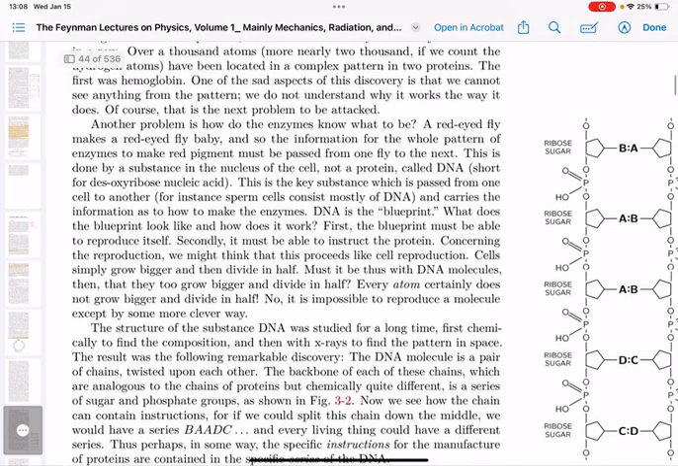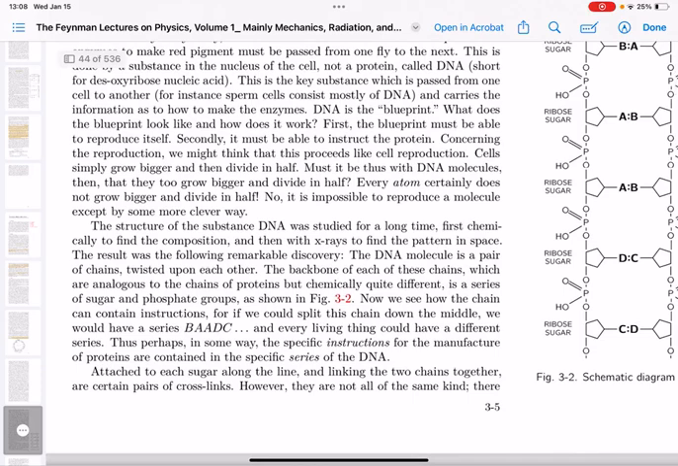Okay. We will call it DNA. We're lazy. We're not lazy, actually. We will learn later. This is the key substance which is passed from one cell to another. For instance, sperm cells consist mostly of DNA and carry the information as to how to make the enzymes. DNA is the blueprint. What does the blueprint look like and how does it work?